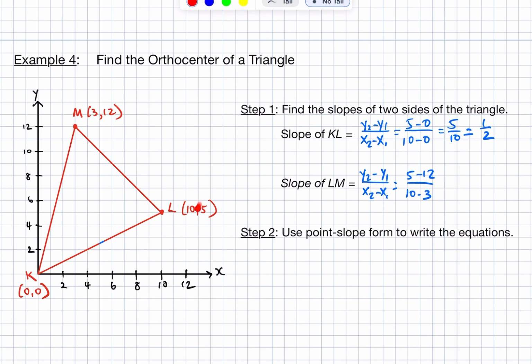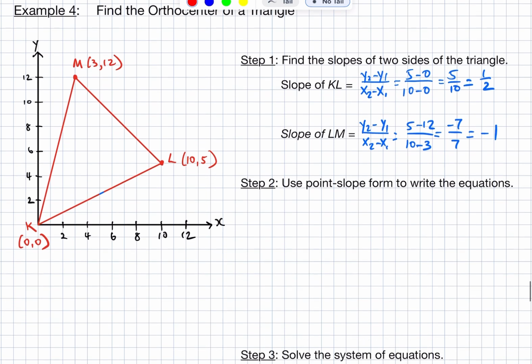It doesn't matter if we call this x1, y1 or this one x2, y2. What matters is if you go in this direction: if you go 5 minus 12, then you have to go 10 minus 3. You can't go 5 minus 12 and then 3 minus 10, going in the opposite direction. That you cannot do. Okay? So this simplifies to negative 7 over 7, which equals negative 1. So now we know that the slope of LM is negative 1.